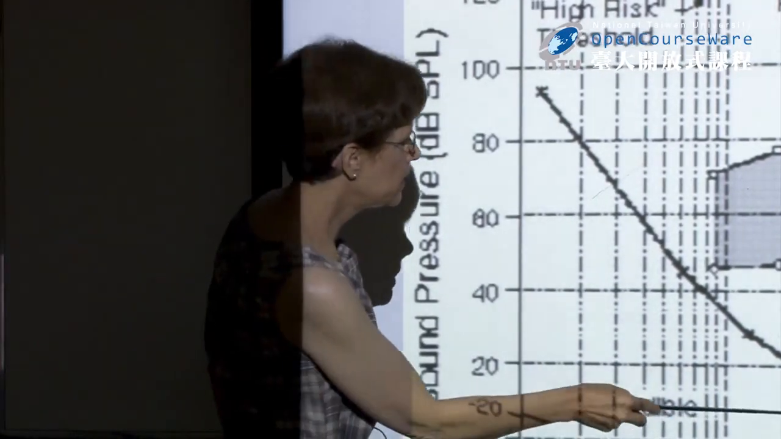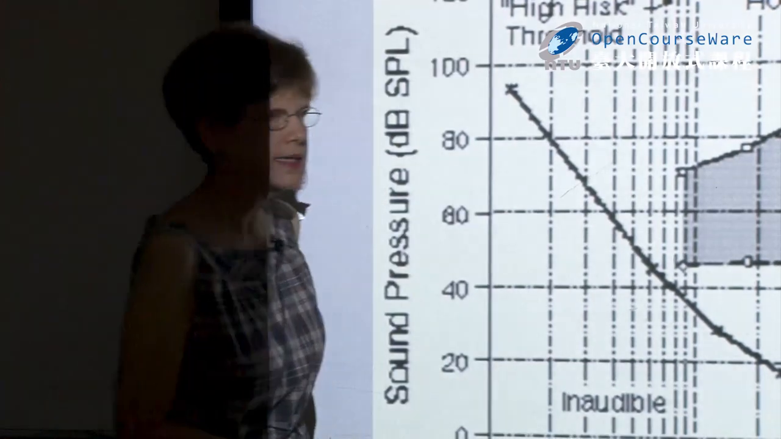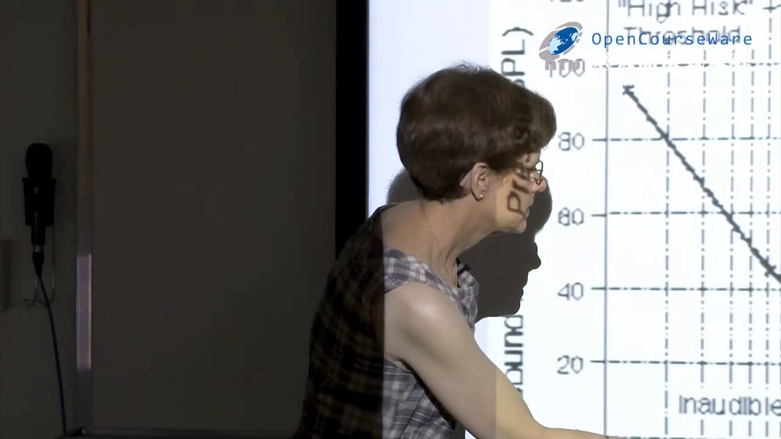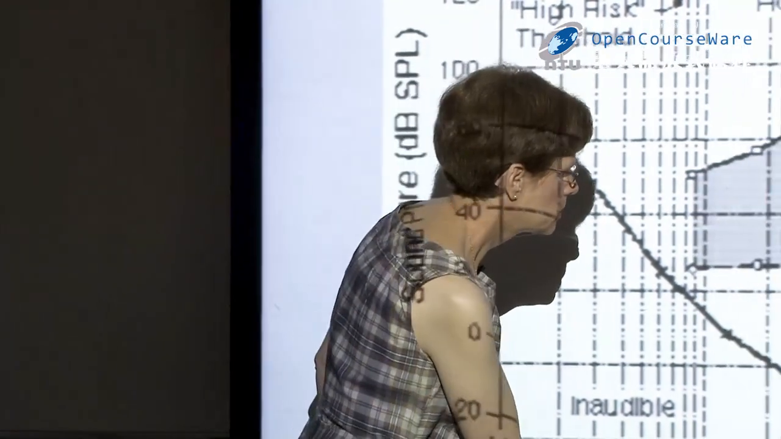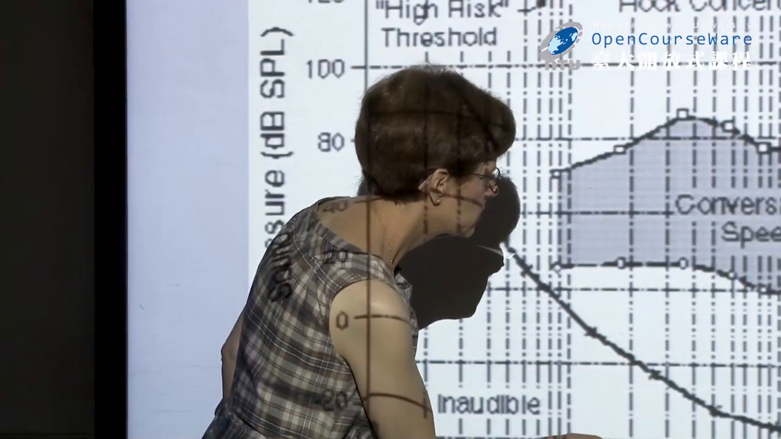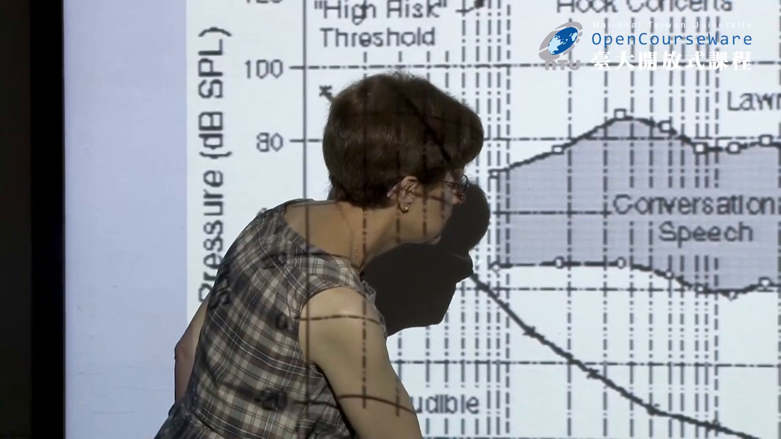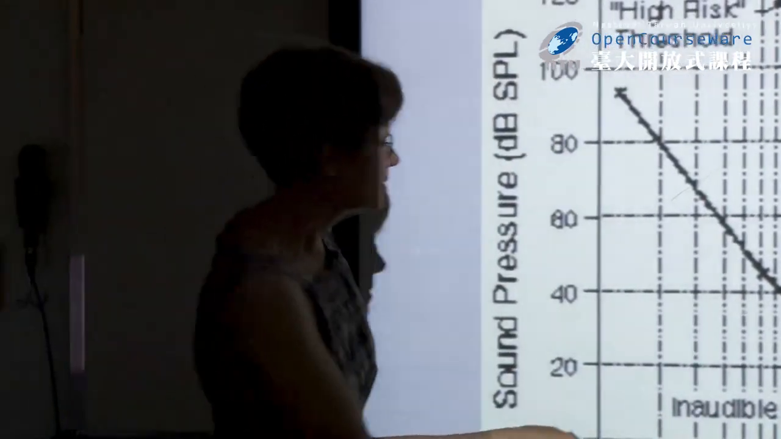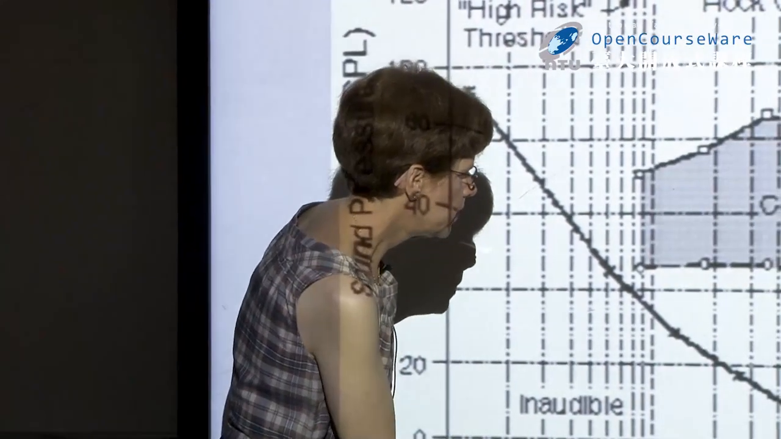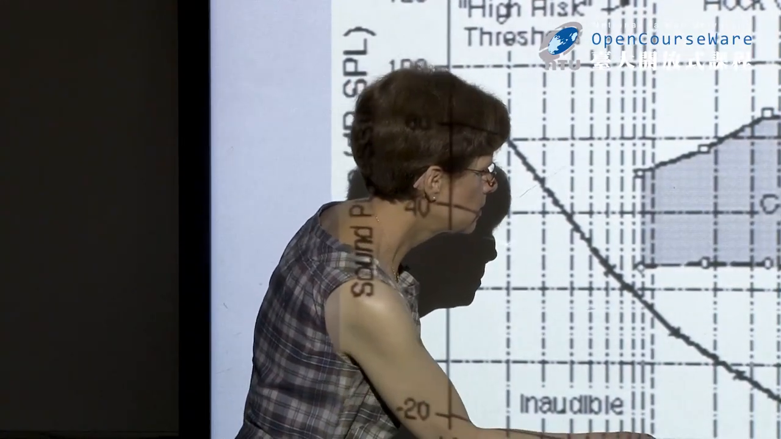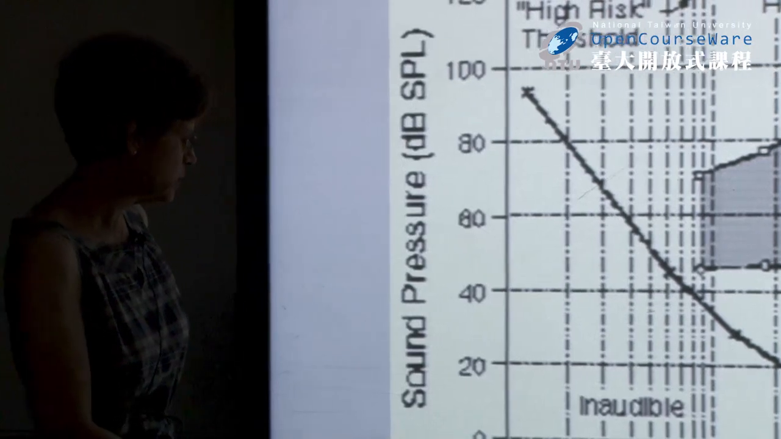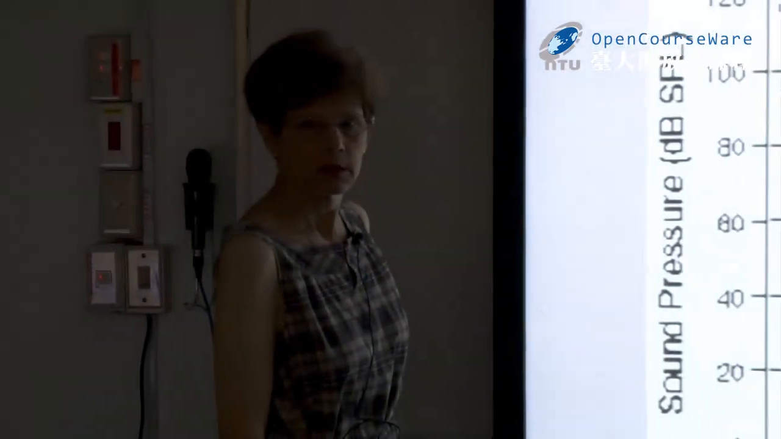So our hearing sort of starts getting less sensitive again at about what point? This is 2, 3, 4, 5, 6, 7, 8, 9, 10. So you can see this is divided up into thousands. So at about, this is 1,000, 2,000, 3,000, what's this? About 4,000 what? What's our unit? Hertz, right?